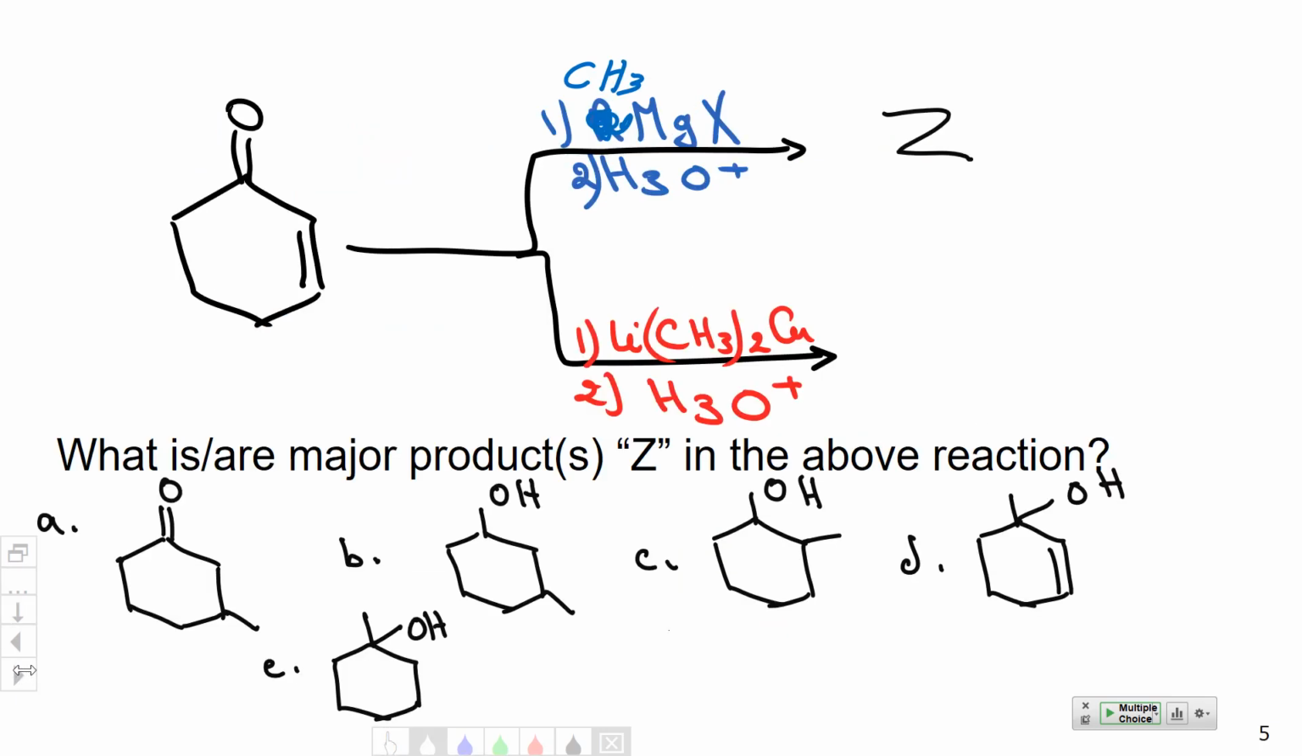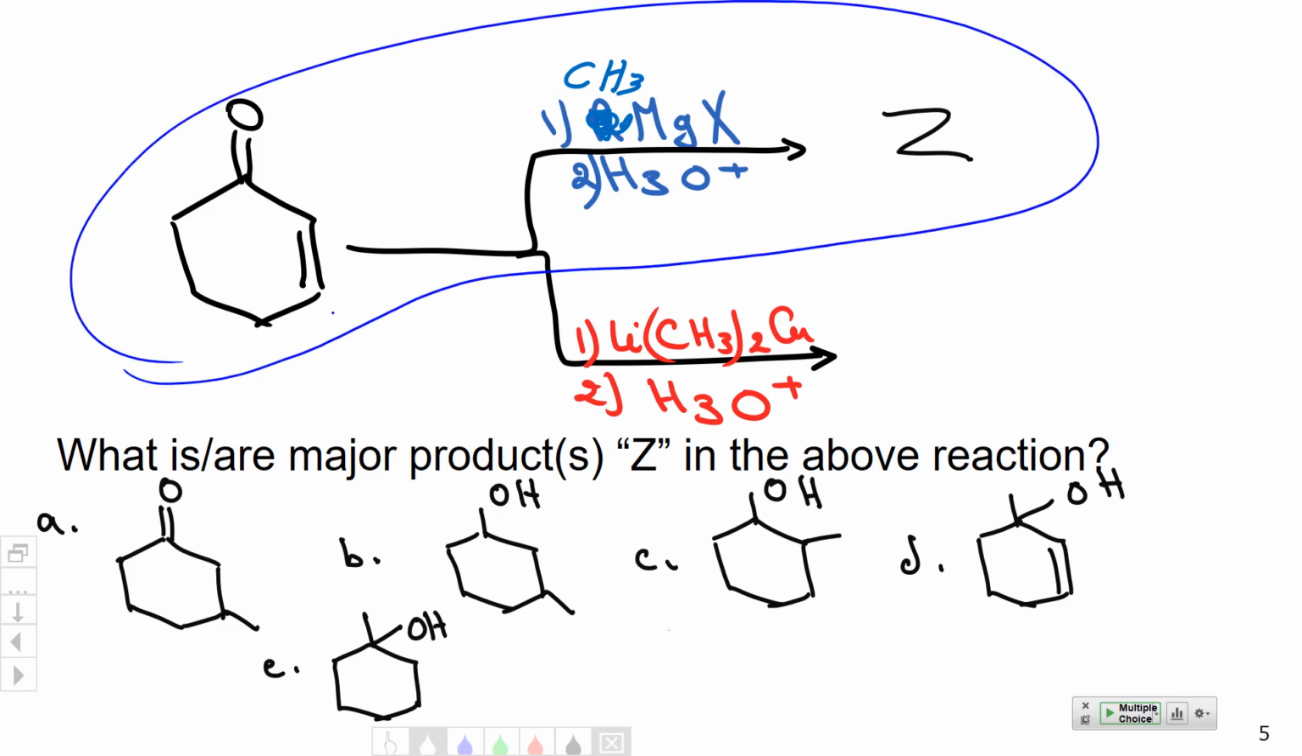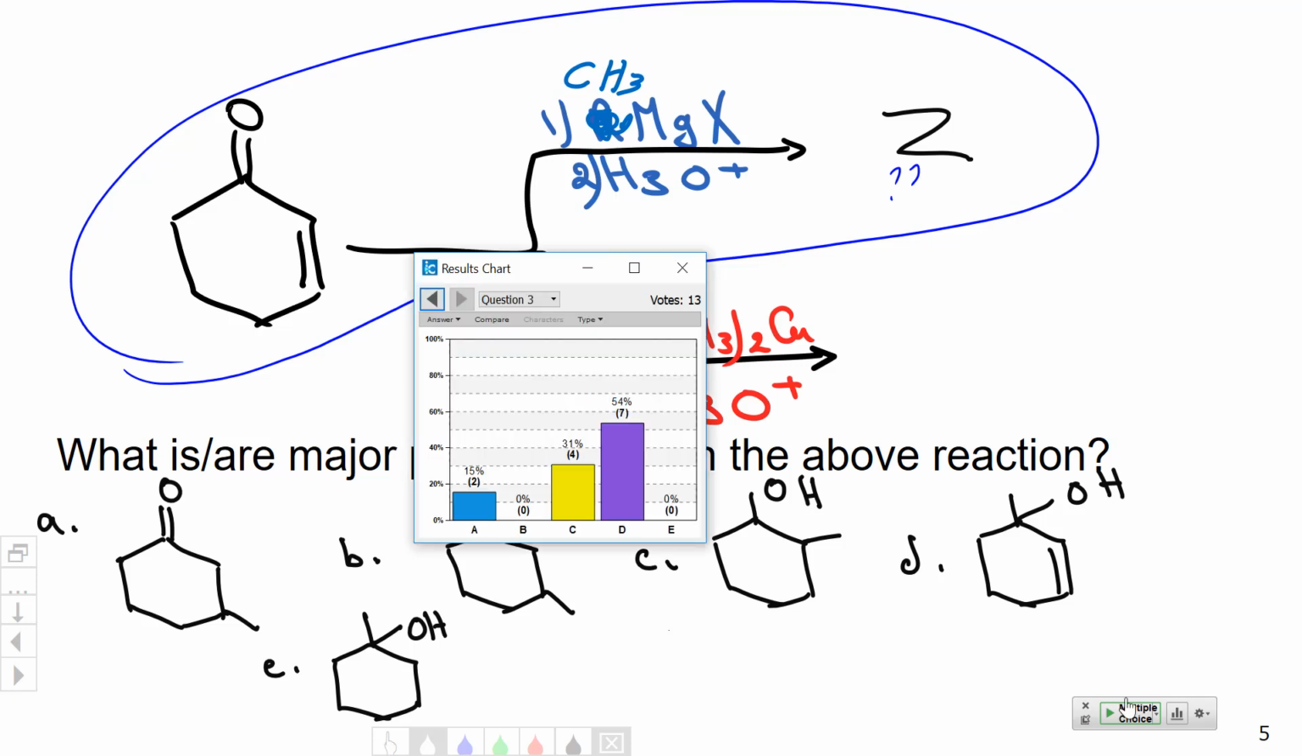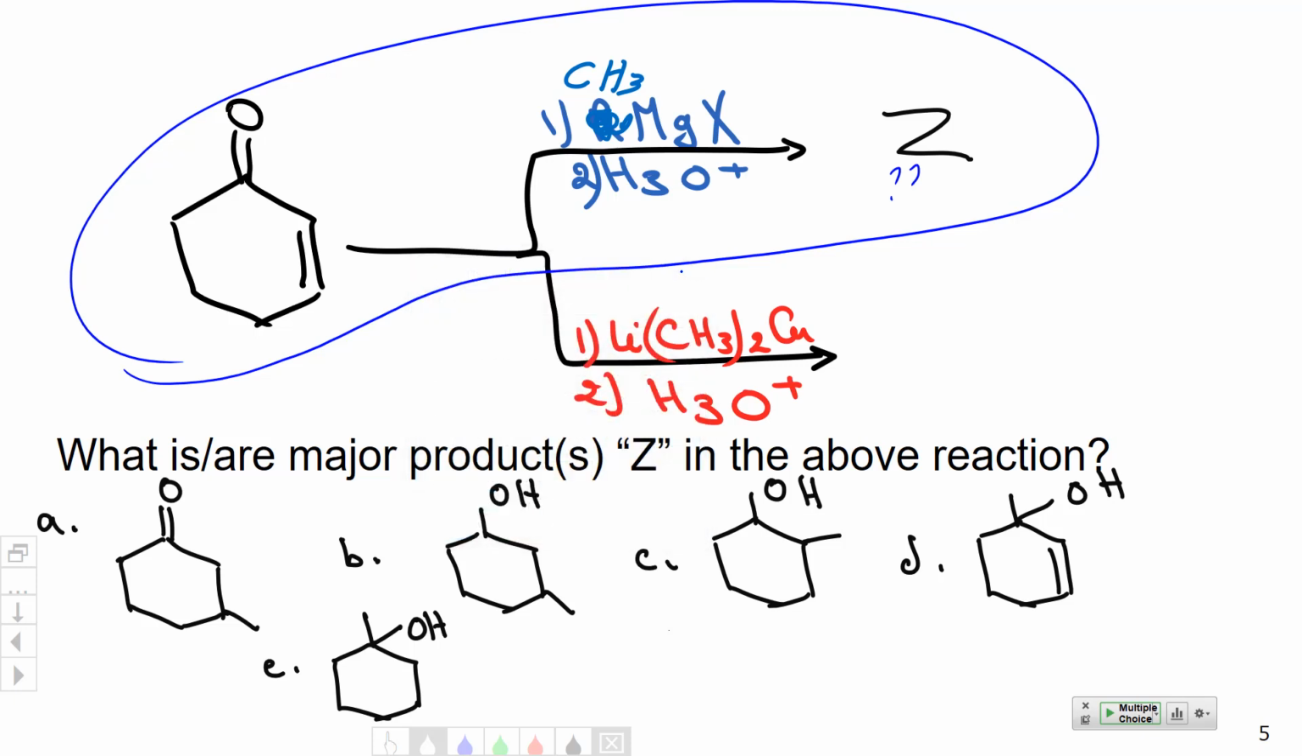All right. So the first question you have to answer: what is the product of the reaction that I circled in blue? So stop the video, try to do that. Most popular answer is D, and D is the right answer.